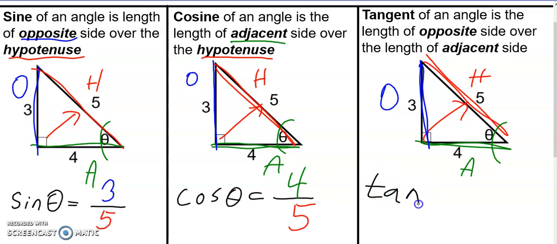So the tangent of my unknown angle, theta, is going to be opposite over adjacent. Opposite over adjacent. So the opposite side, the blue side, is 3, and the adjacent side is 4. So that is how we are going to write our trig functions out using actual numbers. That's why it's so important for us to remember the order they're in.